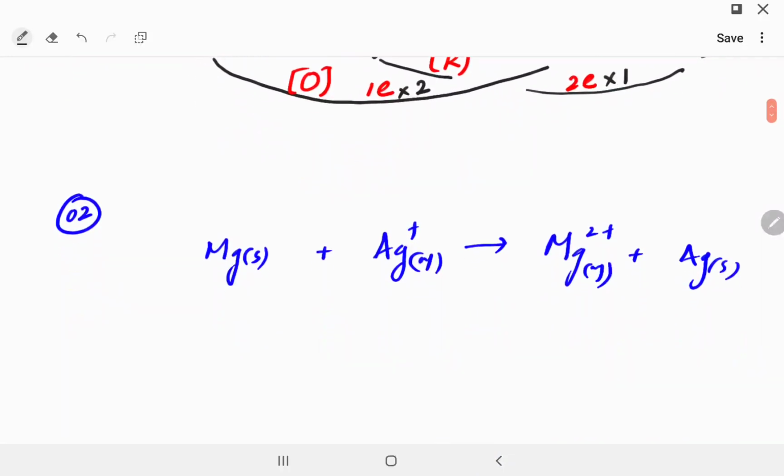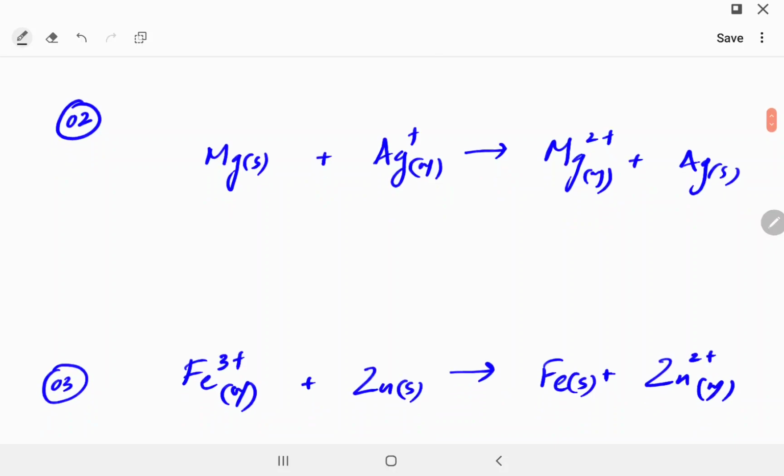Let's take another example. Now I'm going to go to the real world and take examples from the real world. Here I have a reaction between magnesium and silver ion. The first thing we do is write the oxidation numbers for each and every atom involved. For magnesium, the oxidation number is 0, silver plus 1, magnesium plus 2, and silver metal is 0. So I just wrote all the oxidation numbers that are relevant.